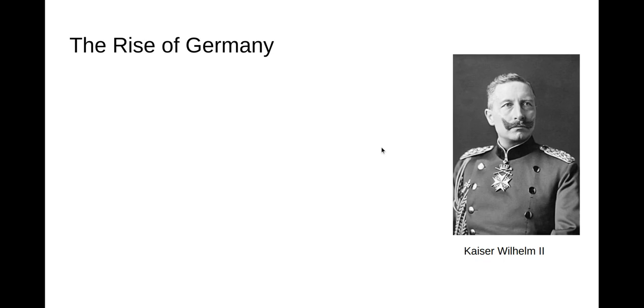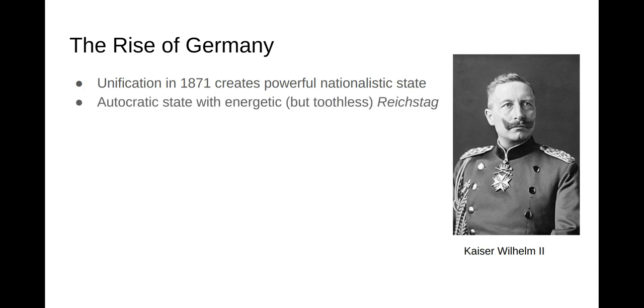I'm going to go over this briefly because I went through this in the first lesson. But remember, unification in 1871 creates this powerful nationalistic state in Germany. Remember, it's an autocratic state with a pretty energetic but largely toothless Reichstag. So it has a parliament, but they really don't have a lot of power to affect anything or to approve anything. They have some power over the purse, but a lot of their power emanates from the leaders.